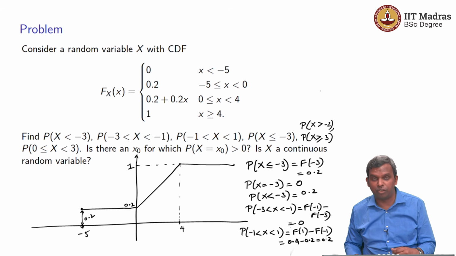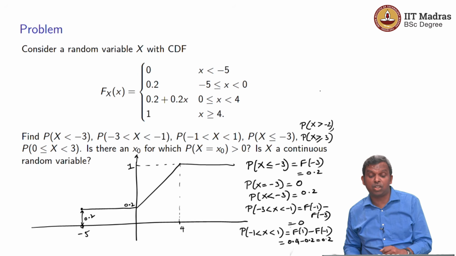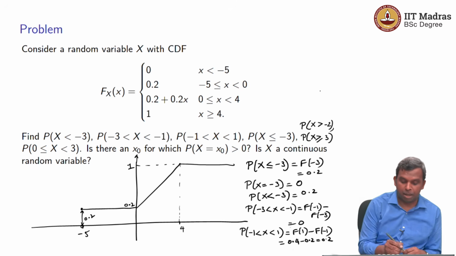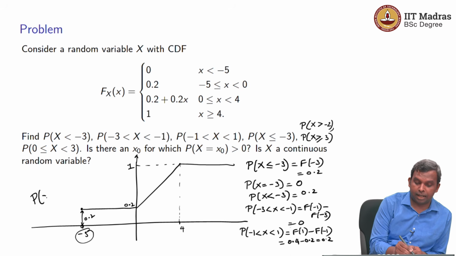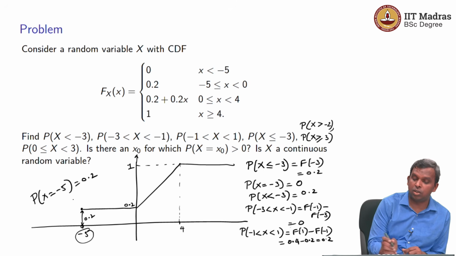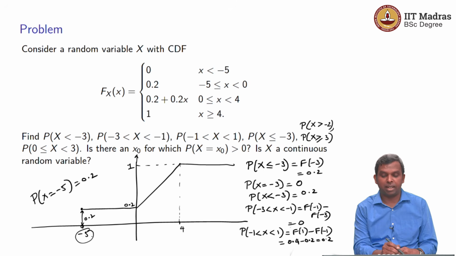That is just f of 3 minus f of 0, and that will work out as 0.6 if I'm not wrong. Okay. All right. So the next question that's asked here: is there an x naught for which probability of x equal to x naught is greater than 0? This is answered by looking for jumps, right? So that jump happens only here. Okay. So probability that x equal to minus 5 equals 0.2. There's no other value that is taken with positive probability except for minus 5.